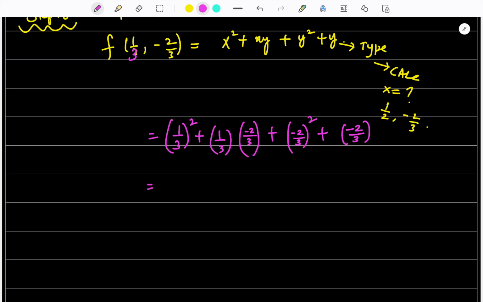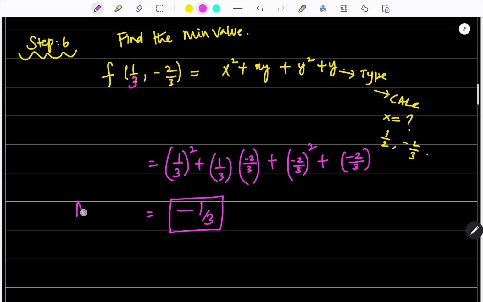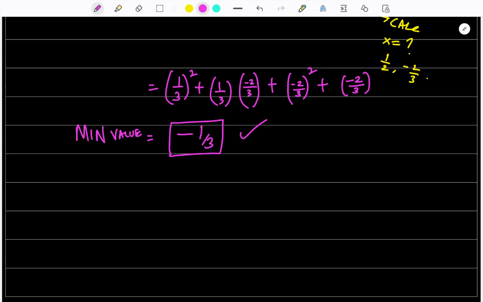you're going to get negative 1 over 3. So negative 1 over 3 is your minimum value or maximum value? Minimum value. Clear, all of you? Clear? So the final conclusion will be this function is having only a local minimum and the minimum value is what? Negative 1 by 3, and the minimum value occurs at what? (1/3, -2/3). So what about maxima? There is no local maxima for this question. Okay, keep that in your mind.